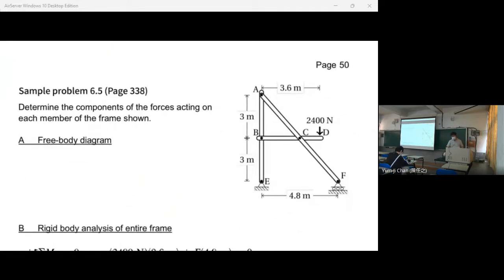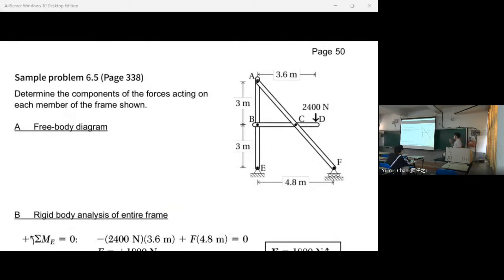Now we go on with sample problem 6.5. Determine the components of forces acting on each member. So we are not determining the forces in the member, it is acting on each member. So we are determining the forces between members, okay? It is acting on each member from other members.